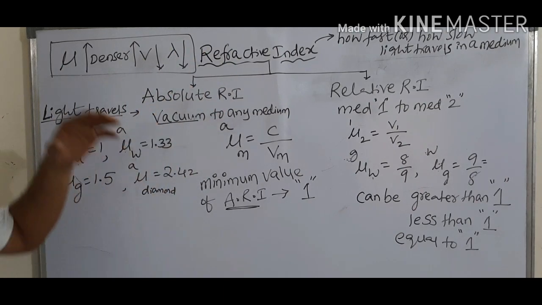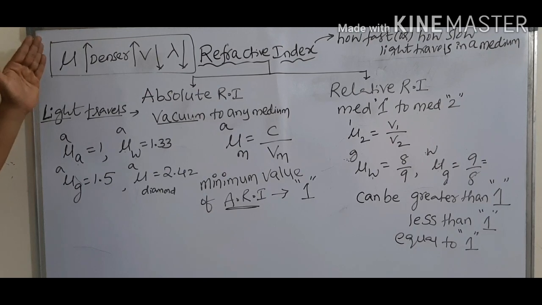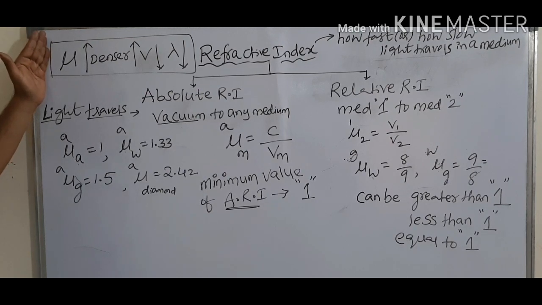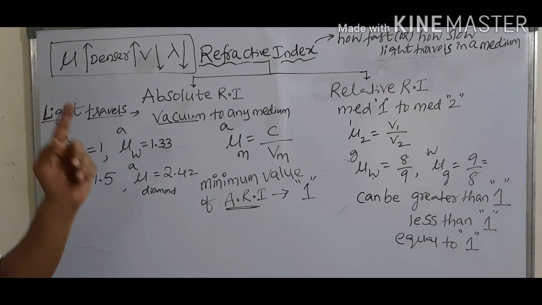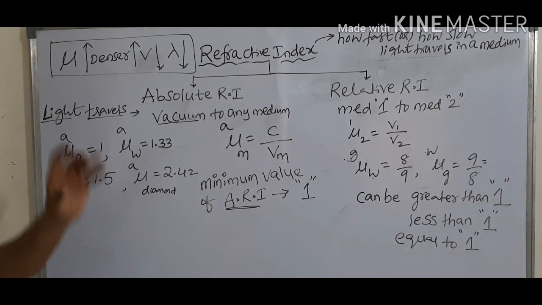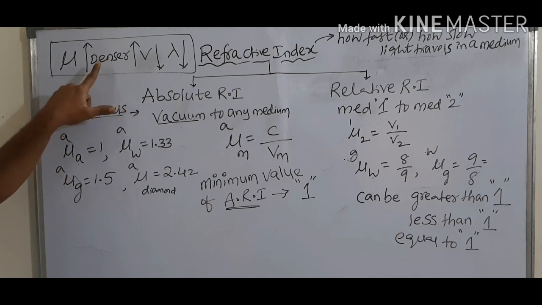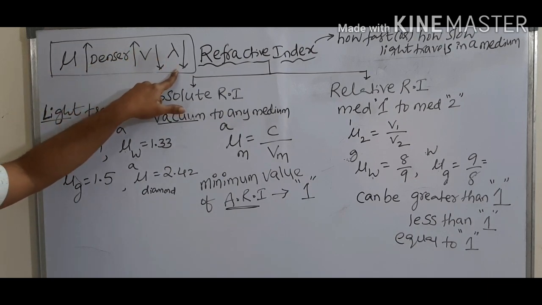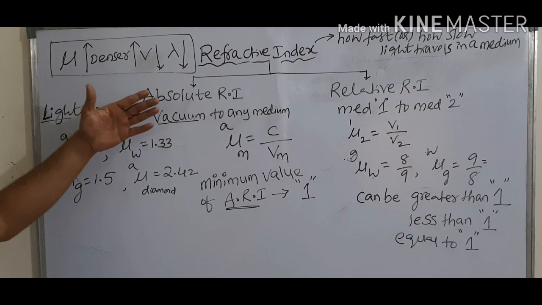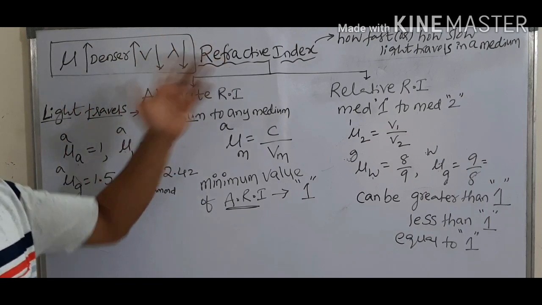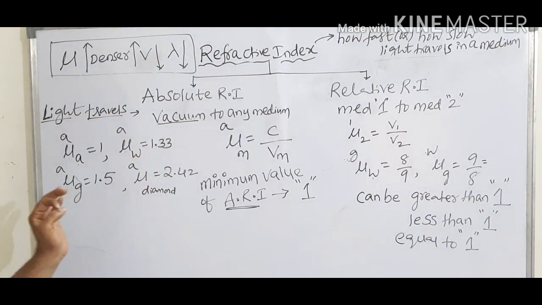So what we learned? We calculated the optical density of different mediums, and which one is denser and which one is lighter. We saw how the speed of light behaves in a denser medium, and how it is related to the wavelength of light. We also discussed absolute refractive index and relative refractive index.